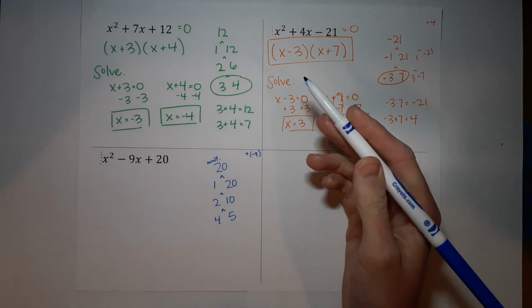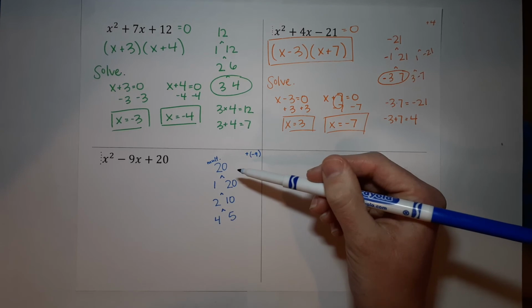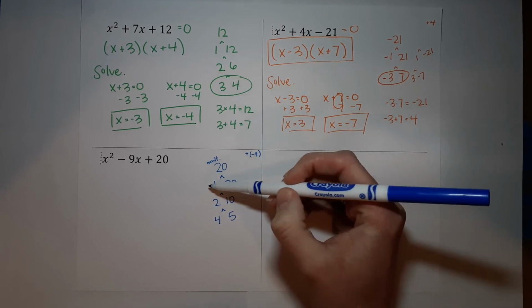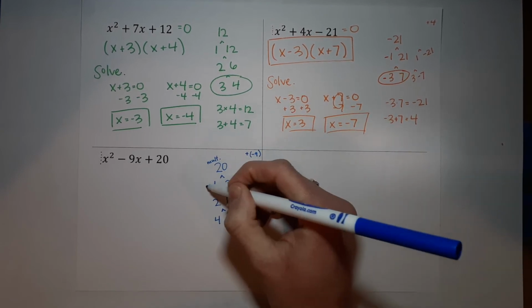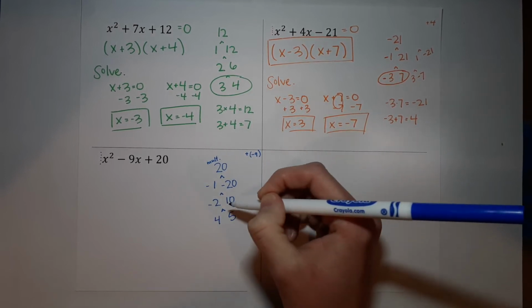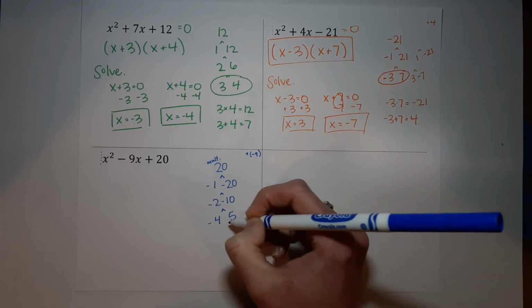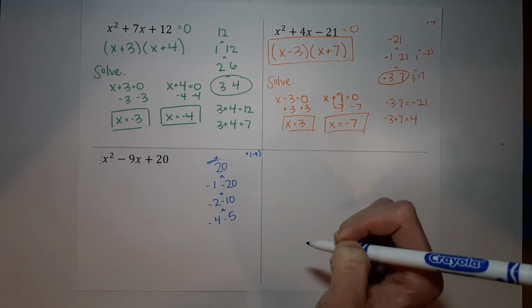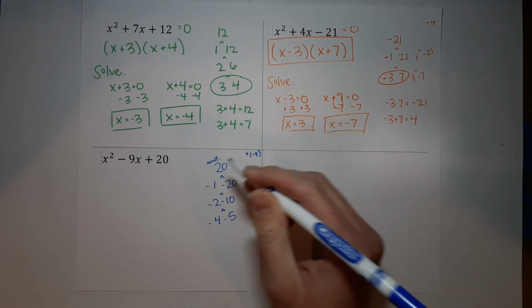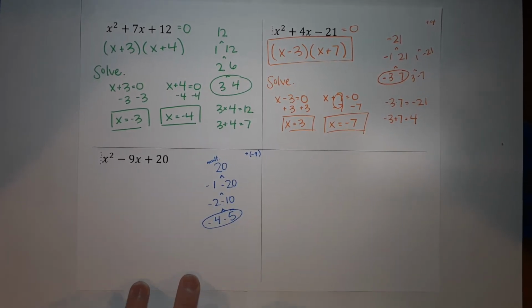But guess what I remember? A negative times a negative also gives me a positive. So we could also have -1 times -20. That also gives me 20. -2 times -10 also gives me a positive 20. -4 times -5 also gives me a positive 20. So now when I look at those, well, -4 plus -5 gives me a -9.